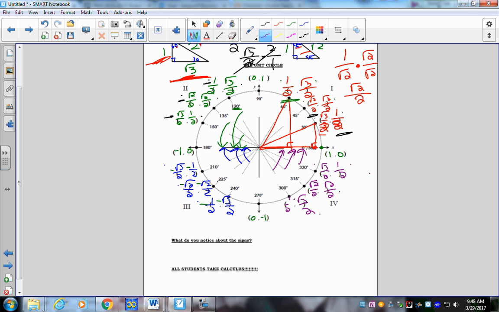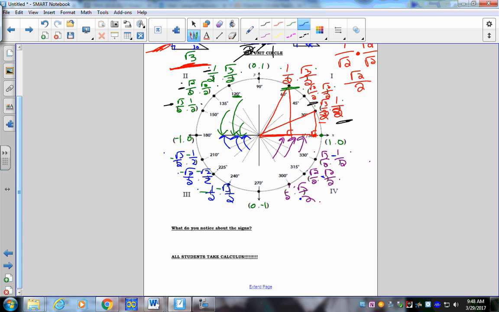Okay, now let's think about negative signs. In quadrant 4, x's are positive, y's are negative, so our signs are negative. All right, so let's talk about our signs. Let's make a little chart: Q1, Q2, Q3, Q4. So what we're going to do is state where things are positive.